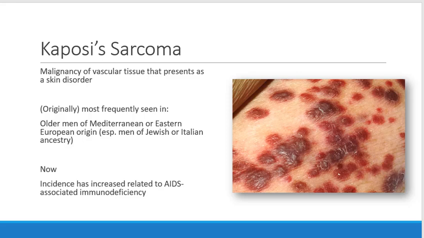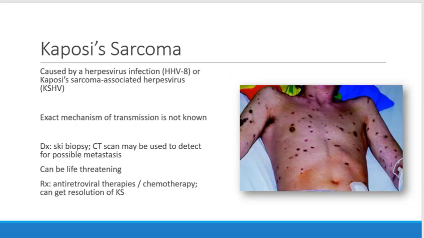This may also occur in individuals that are taking immunosuppressive drugs. It's caused by the herpes virus infection HHV8 or Kaposi sarcoma associated herpes virus. The exact mechanism of transmission is not known. Diagnosis is made by a skin biopsy. CT scan may be used to detect possible metastasis. It can be life-threatening. Treatment is antiretroviral therapies. Chemotherapy can get resolution of Kaposi sarcoma.